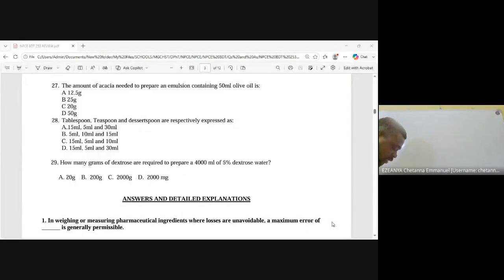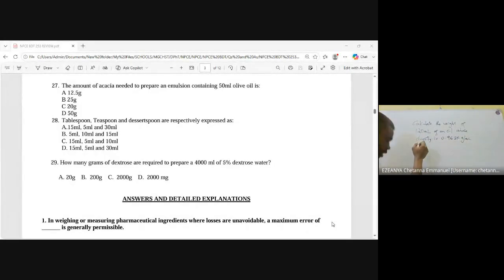This one says, calculate the weight of 120 ml of an oil whose density is 0.9624 gram per ml.